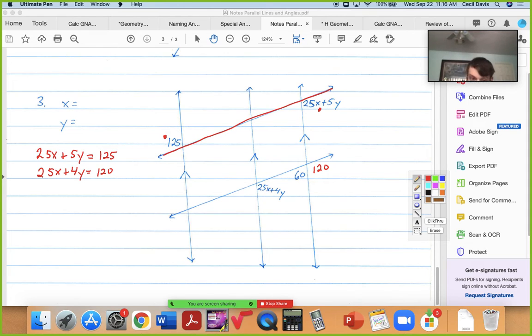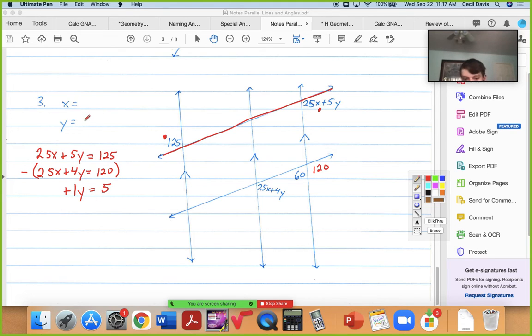And here we have a problem: I can't solve either of those equations by itself. But, hang on a second, I can subtract the second equation from the first one. If I do that, 25x minus 25x leaves me with how many x's? Zero. How many y's is it going to leave me with? One. Well, that's nice. So I've got y is equal to 5. Now I can solve this.